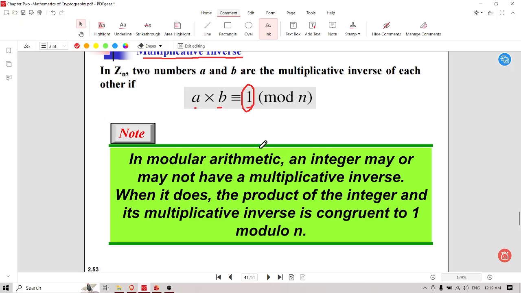That n could be anything. In modular arithmetic, an integer may or may not have a multiplicative inverse. When it does, the product of the integer and the multiplicative inverse is congruent to 1 modulo n. So if it has a multiplicative inverse, we will get 1. If we get any other number, it means that we have no multiplicative inverse.